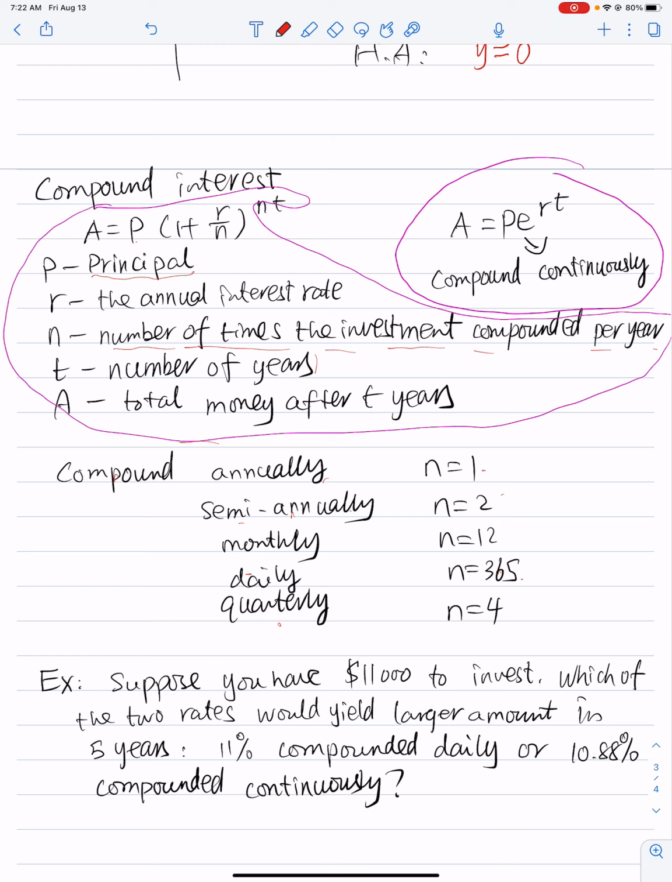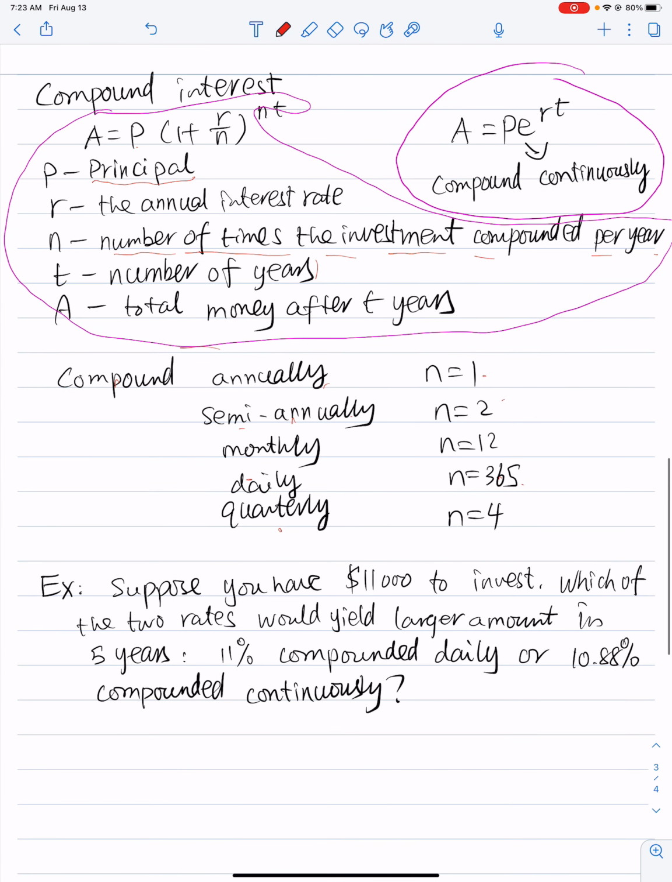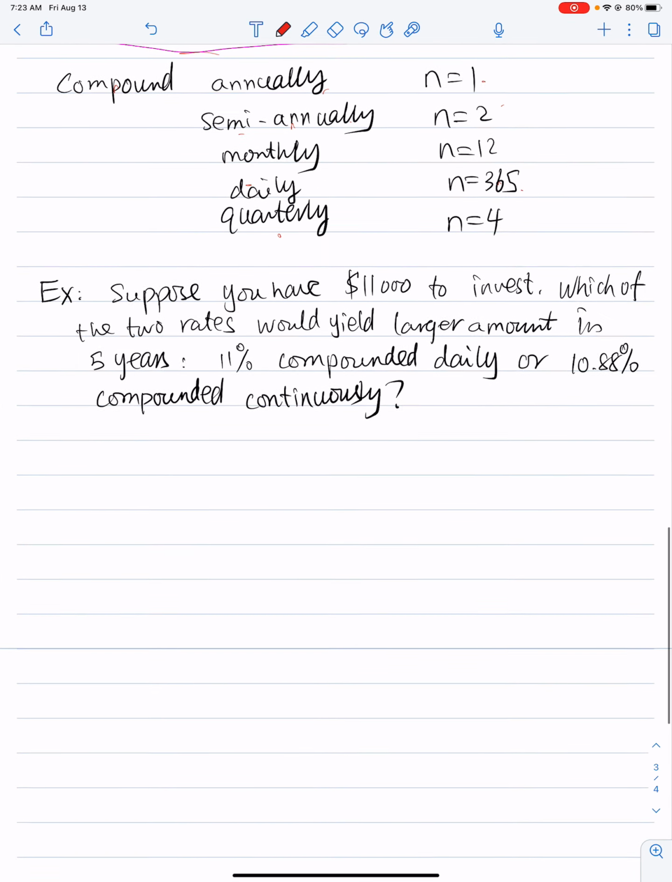And the next formula is compound continuously. So we have a special one, it's P e to the rt. e is a special number, which is 2.71828 something, continuing, like pi. It's an irrational number, will not repeat, will not end. r is the interest rate again, t is years. So for this type of question, you have to be careful whether it's compounded semi-annually or continuously. This will determine which formula you want to use.